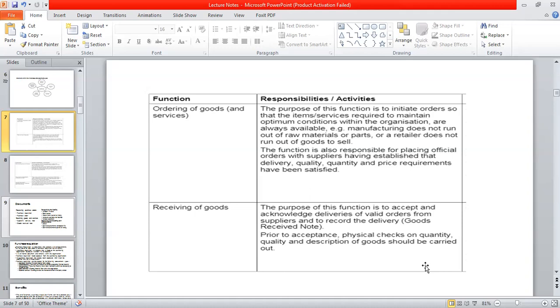The receiving of goods function is mainly focused on accepting and acknowledging deliveries from valid orders from the different suppliers, and also to record the delivery. Prior to the acceptance of this, they do physical checks on the quantity and quality and description of goods. The description of goods and the quality and quantity are checked to make sure that these goods are the exact goods which were ordered.